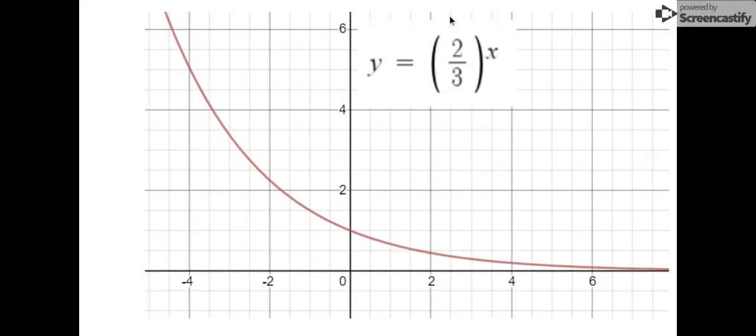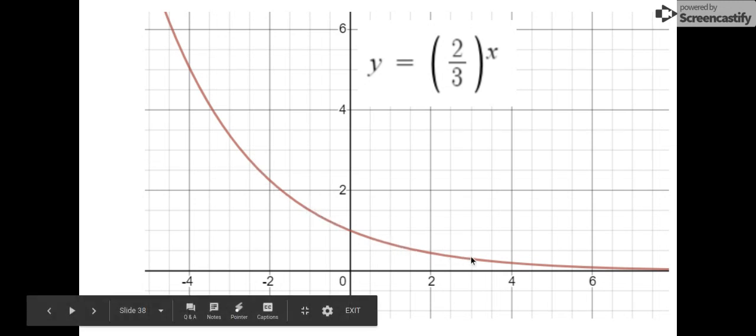If your multiplier, that's what I call the base here, is a fraction, if it's less than 1, then it's actually exponential decay. That means it starts off fast and then it slows down. The asymptote is still 0. It's approaching this x-axis, which is where y equals 0.